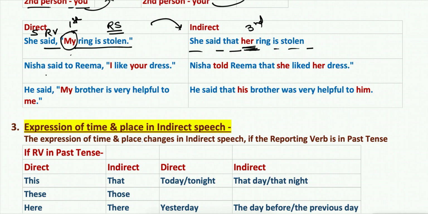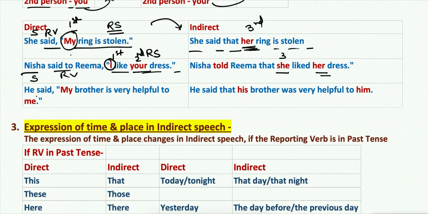Okay. Nisha said to Rima, I like your dress. So, speaker, reporting verb, and I like your dress is the reported speech. In reported speech, I is present, I is the first person, and your is the second person. So, first and second person will change to third. I changes to she, and your changes to her. So Nisha told Rima that she liked her dress.